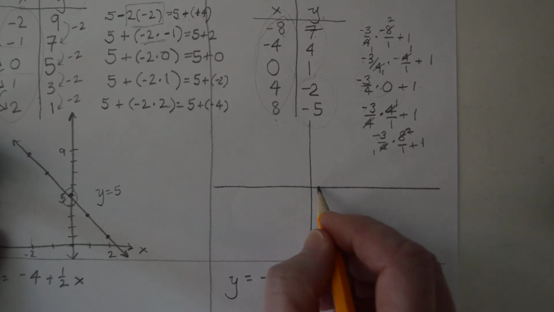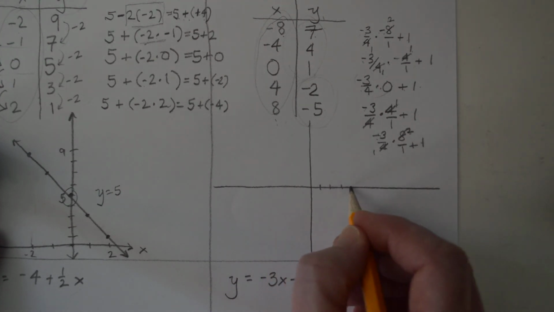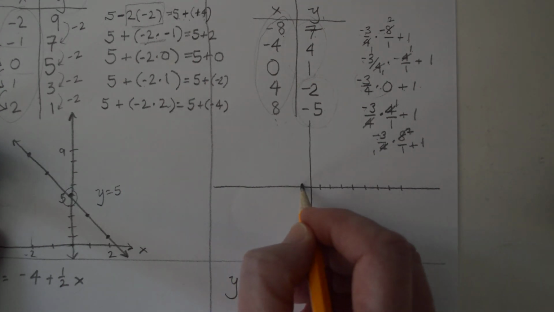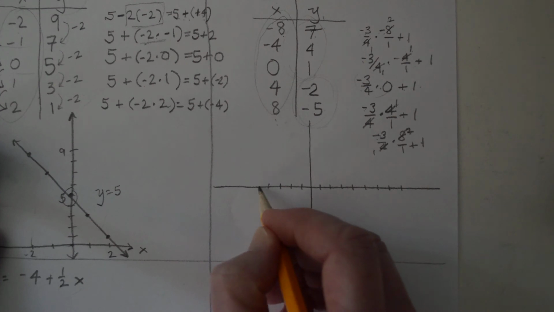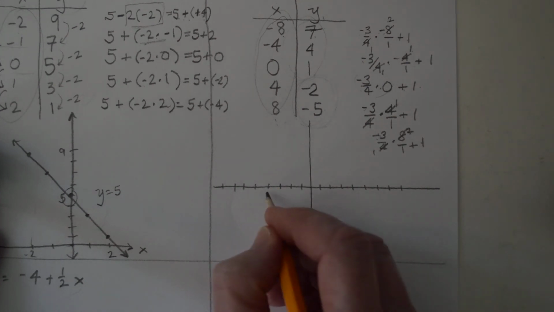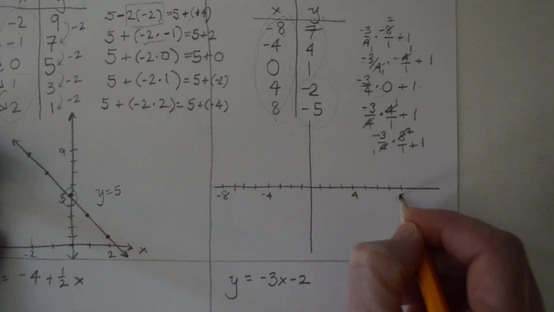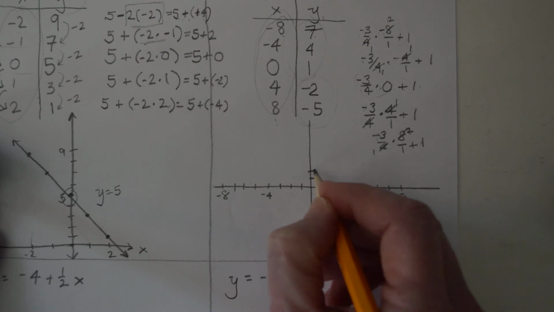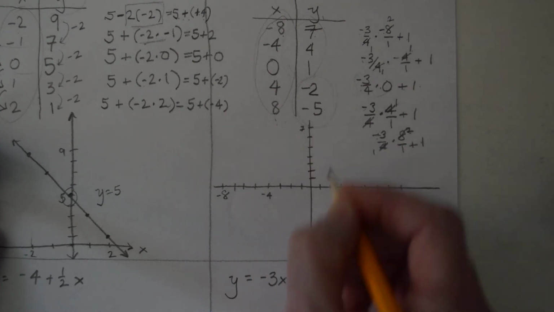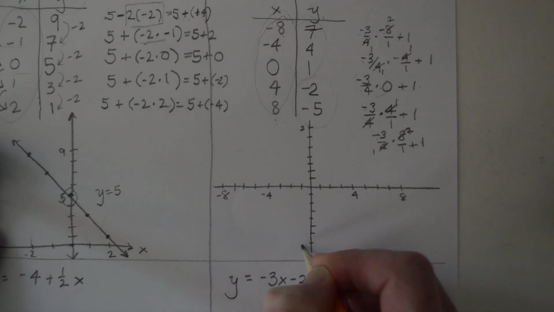And then I'm going to do these really tiny so I don't go out too far. So 1, 2, 3, 4, 5, 6, 7, 8. And then 1, 2, 3, 4, 5, 6, 7, 8. So let's go negative 4, negative 8, positive 4, positive 8. And then 1, 2, 3, 4, 5, 6, 7 in each vertical direction.